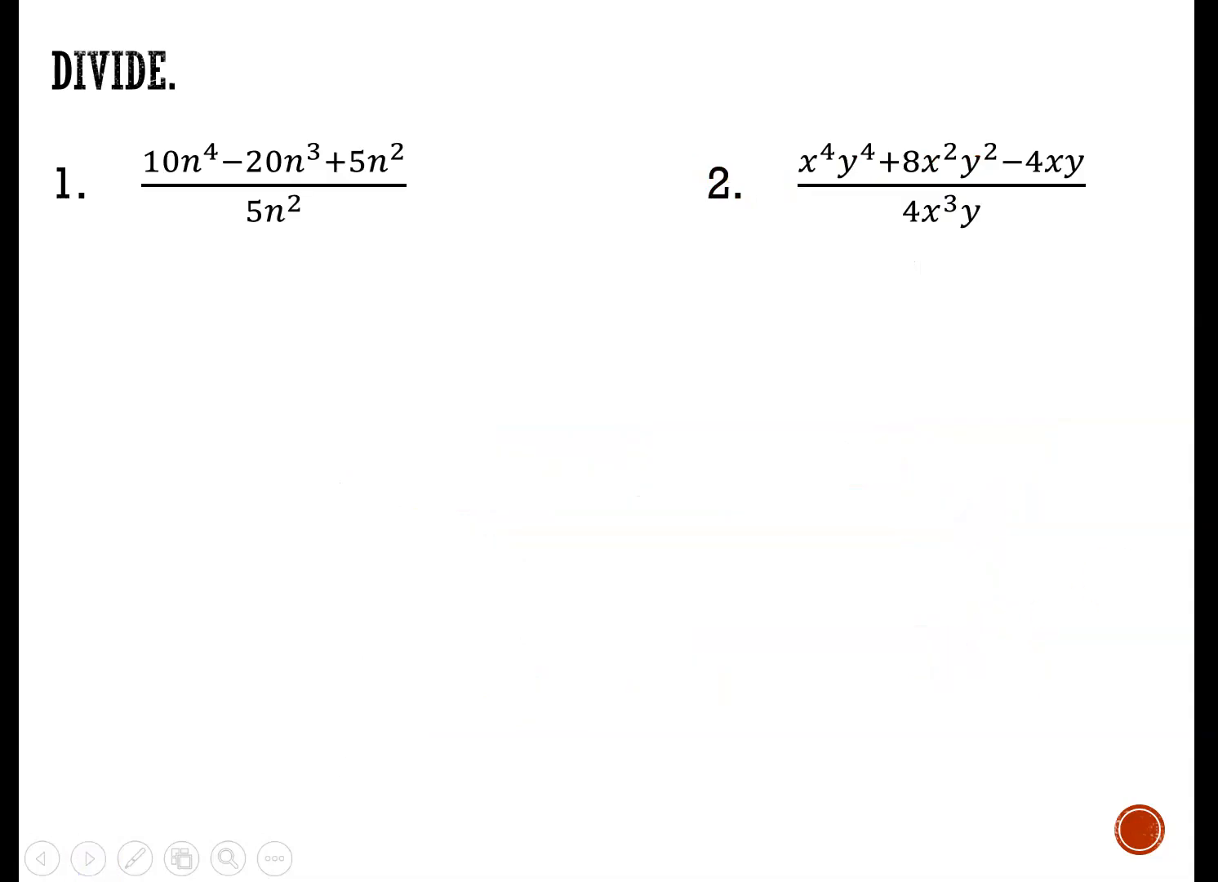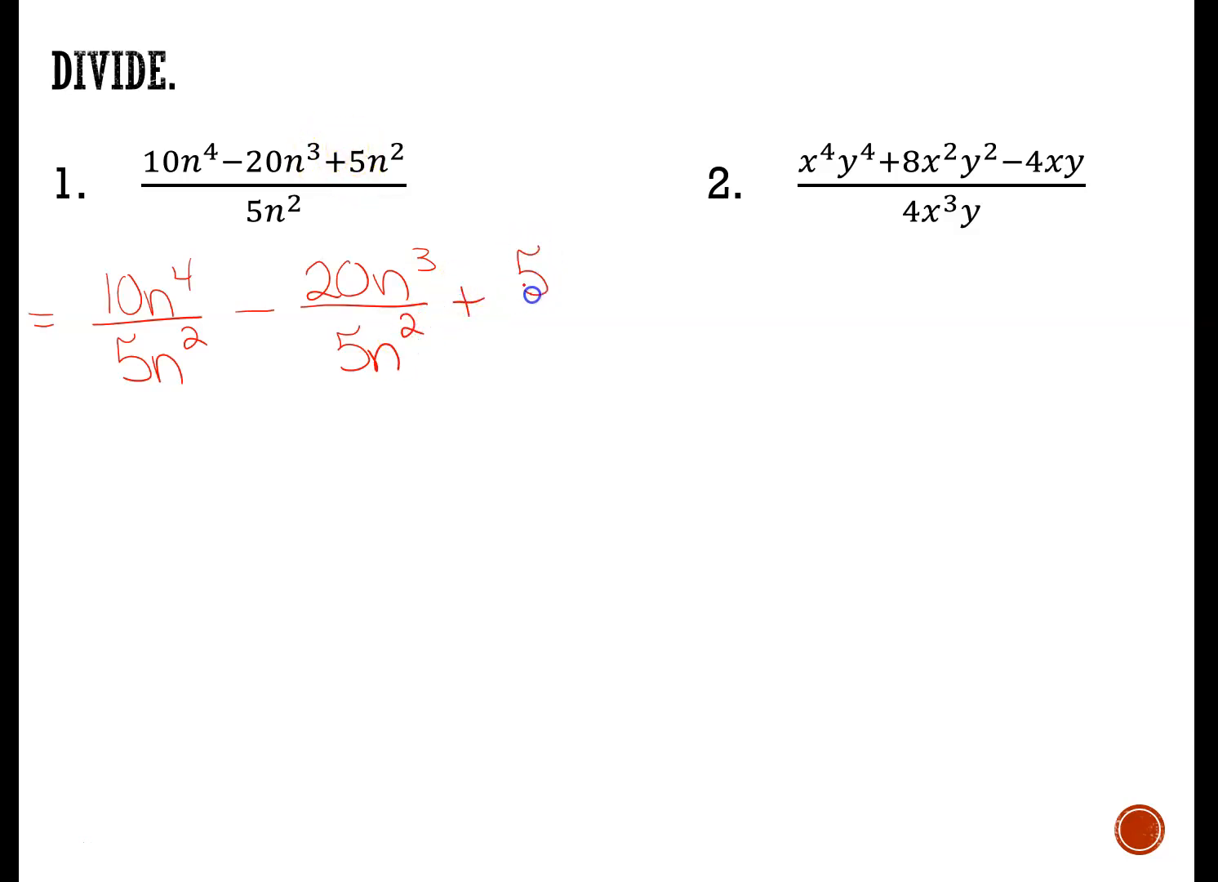And I'm going to go ahead and write it all out. So on number 1, I'm going to take each term on top and put it over 5n squared. Keep your minus sign here between, and then this one's going to be a plus sign. And then you're ready to simplify each of those. And that goes back to our lesson on exponent rules. We had some problems just like this right here that we had to simplify.